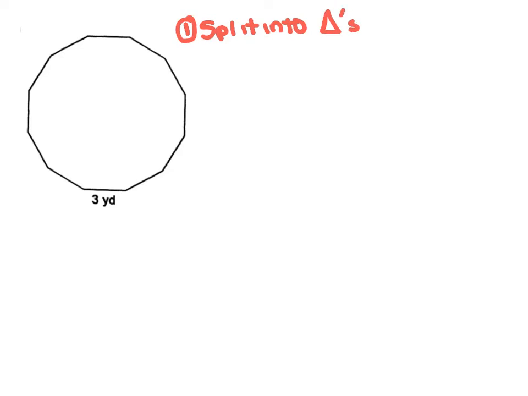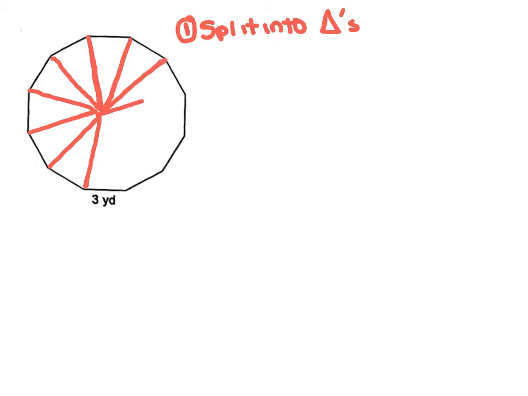So if I were to divide this polygon, I'd have 1, 2, 3, 4, 5, 6, 7, 8, 9, 10, 11, 12. So if I count again, just to double check, I have 1, 2, 3, 4, 5, 6, 7, 8, 9, 10, 11, 12 triangles.